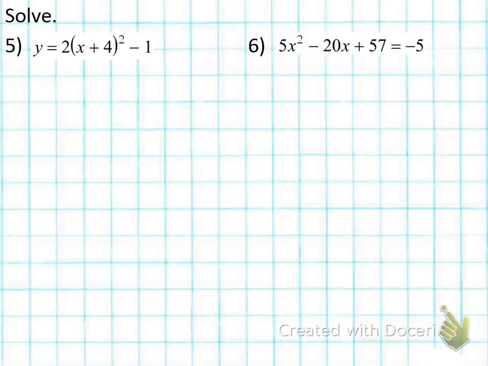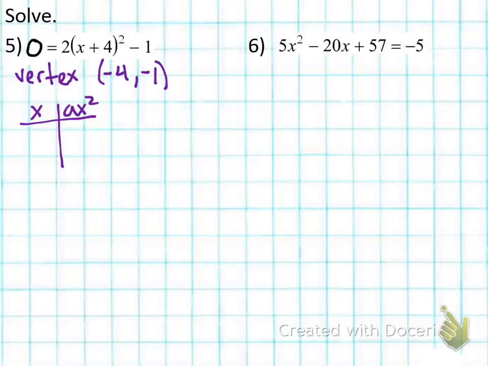Alright, and then moving on to 5 and 6, this is another graphing one, right? It's in vertex form. So we would identify the vertex, it's at negative 4, negative 1. And I would make my table here. If I plug in 1, if I go left or right 1 unit, 1 squared is 1, and then I multiply it by this 2 here, so I'm going up 2. And then if I go left or right 2 units, I'm plugging in 2 for x, so 2 squared is 4, times 2 is 8, so I get this.